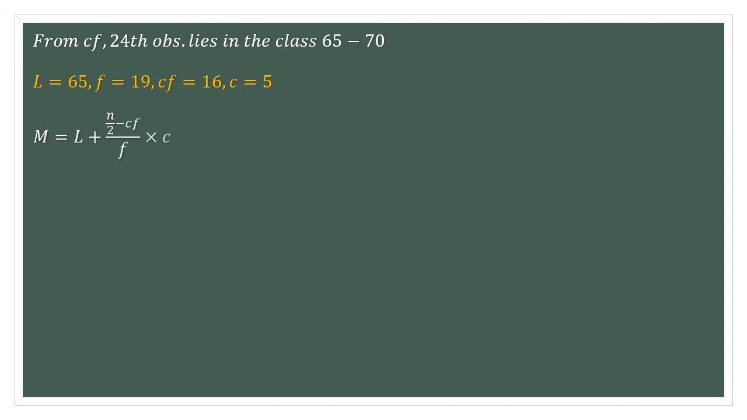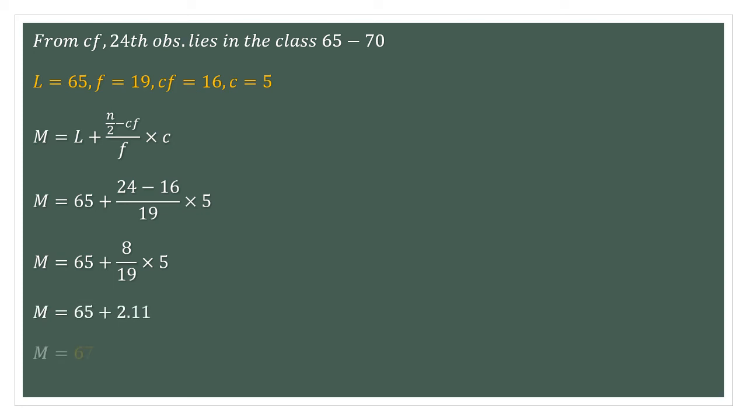From CF, the 24th observation lies in the class 65 to 70. So the lower limit is 65, frequency 19, CF 16, and the class length of that particular class is 5. Median is L plus n upon 2 minus CF upon f into c. Putting the values in the equation, subtracting 24 minus 16 will get you 8, and then multiplying it with 5 and dividing by 19 is 2.11. So your median is 67.11 years.